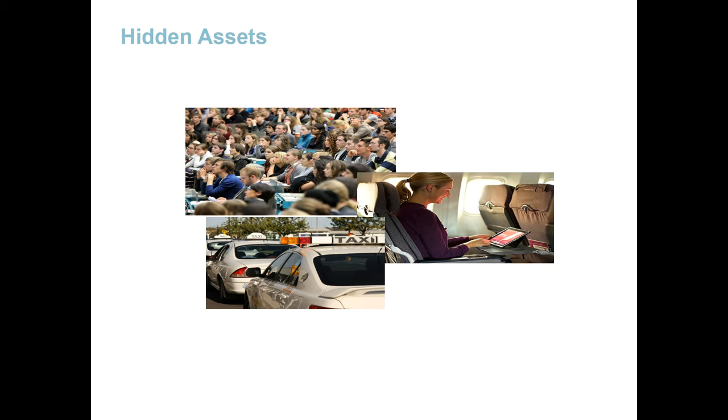These are assets that we own and that are fairly obvious. A second example is about utilizing what are called hidden assets, so assets that we have that we're not really aware of. And I've brought three examples here. One is on the bottom left, you see taxi drivers.